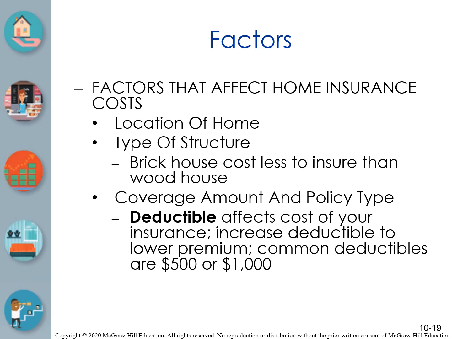So the factors that affect the home insurance cost, location of the home, of course, type of structure. Brick homes are less to insure than wood houses, coverage amount and policy type. The deductibility affects that cost. So if you increase your deductibility from $500 to $1,000, it will reduce the cost of the premiums because you are picking up your cost sharing in the event of some major catastrophe or some potential insurance claim, right? So the higher the deductible, the lower the premiums. Just very, very straightforward.